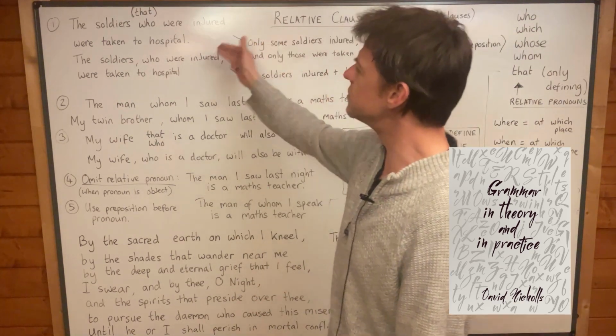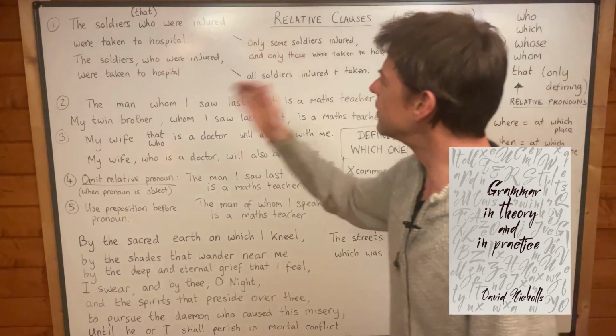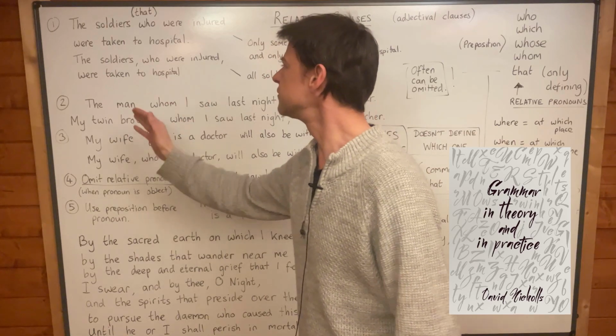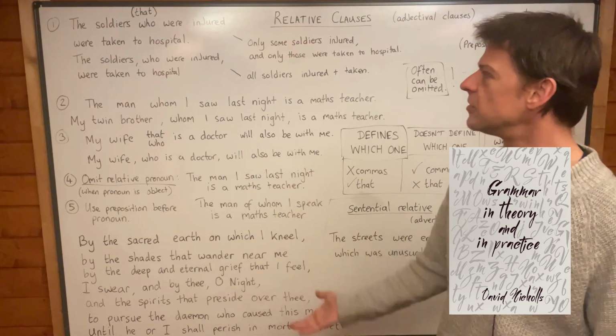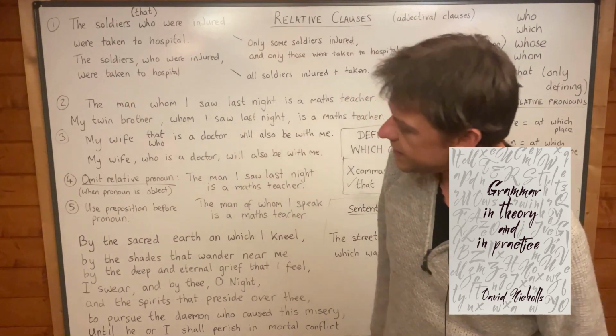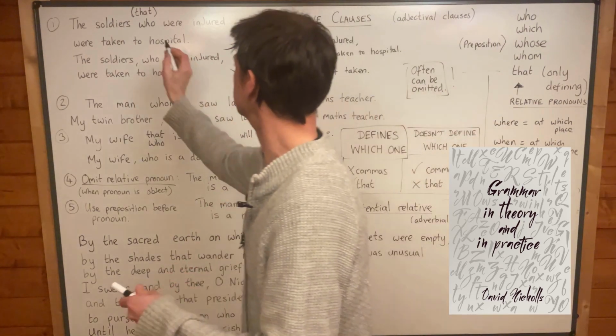Okay, so I want you to look at these two first sentences. The soldiers who were injured were taken to hospital, no commas, and the soldiers, who were injured, were taken to hospital. These mean two different things. Now let me underline the relative clause first.